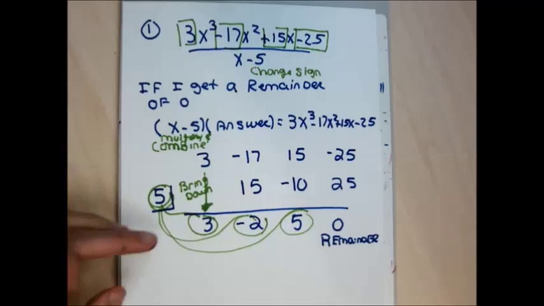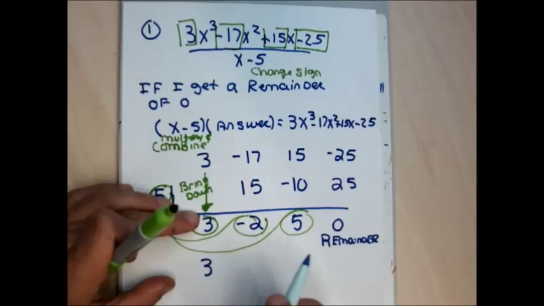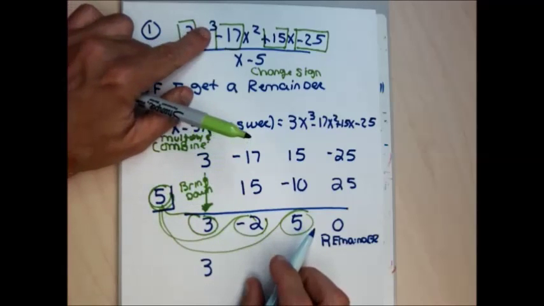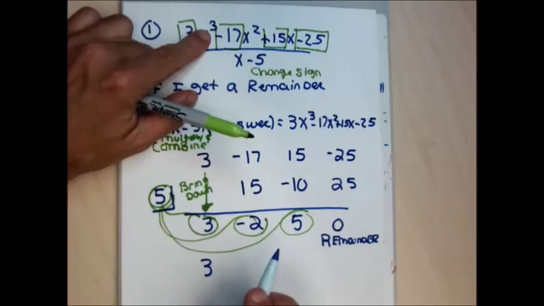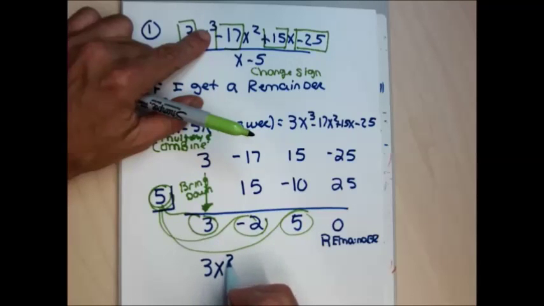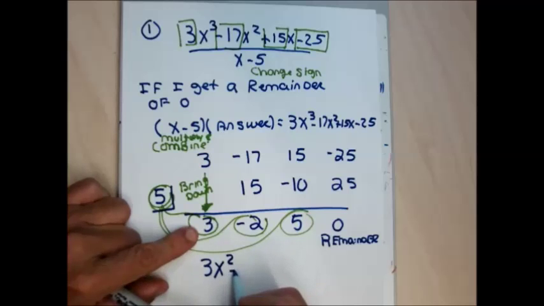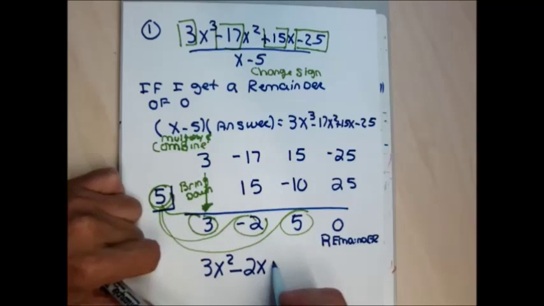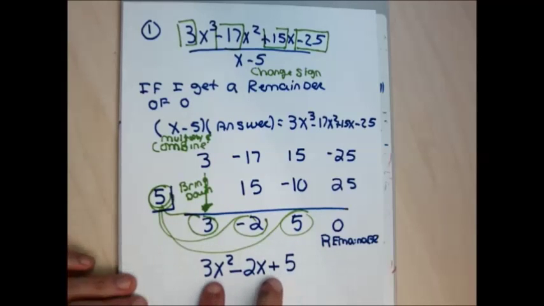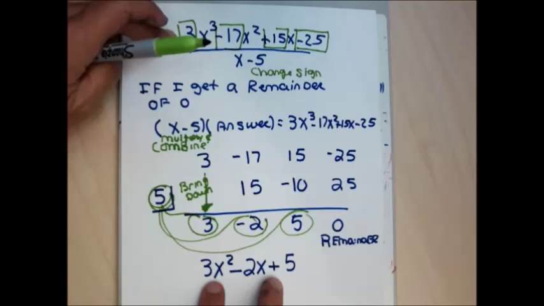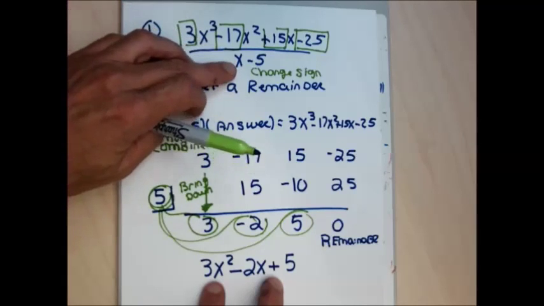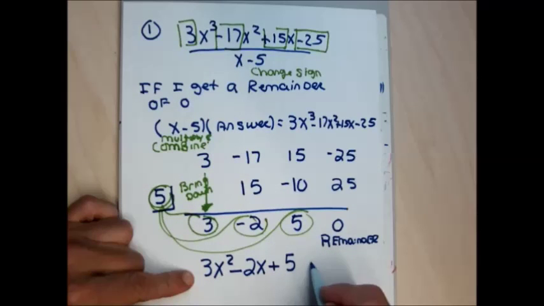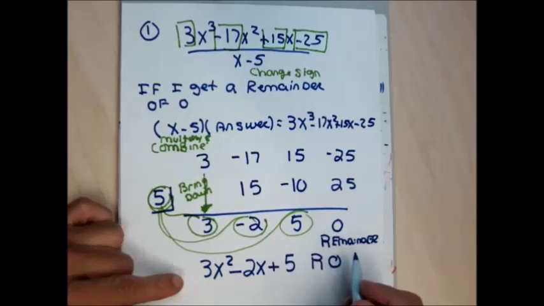And I do this by attaching x's next to the terms, starting with one exponent lower than the original x. The original x had an exponent of x cubed. I'm going to put an x squared with the 3. And then I'm going to lower my exponent from an x squared to an x to the first power. And then I'm done with x's because I have no more x powers to put in other than x to the 0, which I don't want to have. The result of my synthetic division, 3x cubed minus 17x squared plus 15x minus 25 over x minus 5 equals 3x squared minus 2x plus 5 with the remainder of 0.